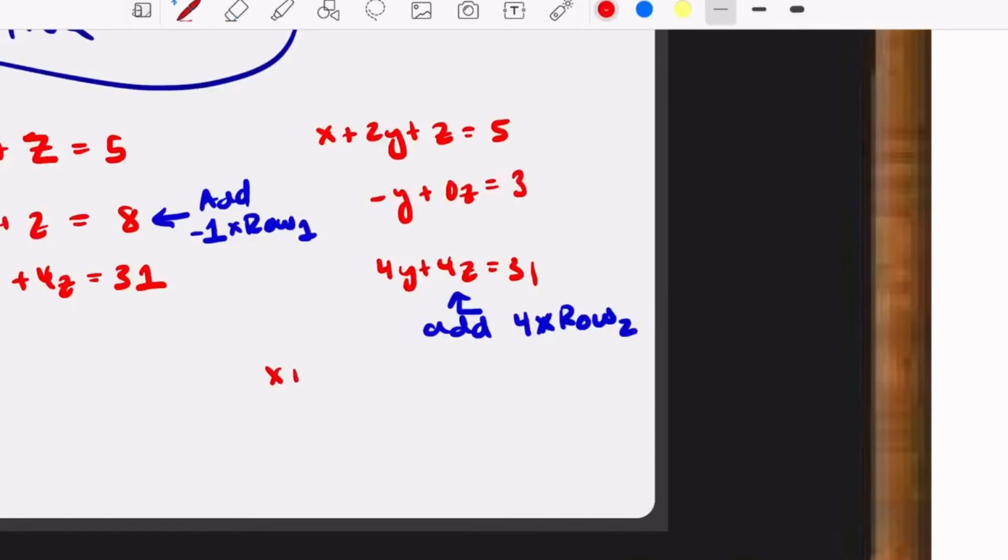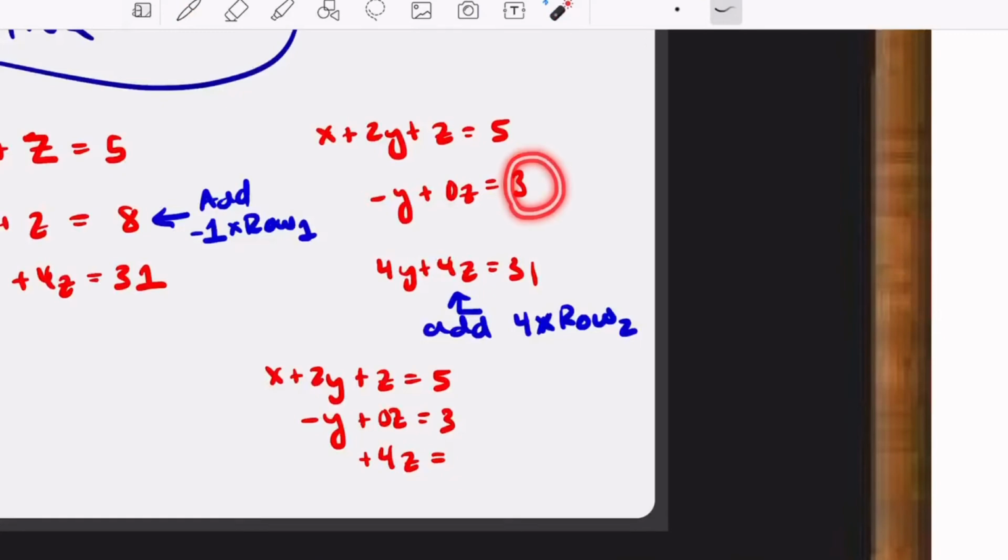So that'll give me x plus 2y plus z is equal to 5. Second row is not changing, so it'll give me negative y plus 0z, that's equal to 3. And the next one's going to be 0y plus 4z, and that's going to be equal to, we said that 4 times this is 12. 12 out of that is 4, 0, 43.